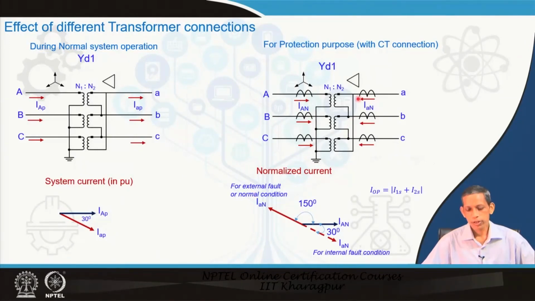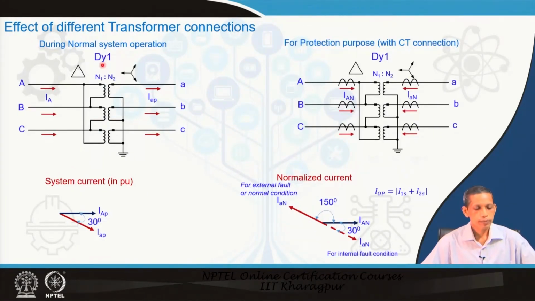But for internal fault conditions, the current direction will be reversed, and it will be making 30 degree to the high voltage side current. So, this is what we see here. But note that our objective is for the operating current to be I 1 plus I 2 s. It means the low voltage side current should be aligned in the direction of the high voltage side, so this 30 degree has to be compensated. That is the requirement: the phase has to be compensated in case of a YD1 connection.